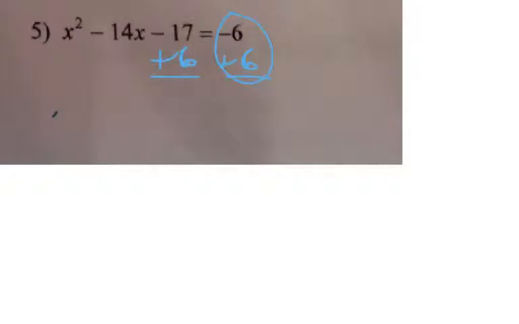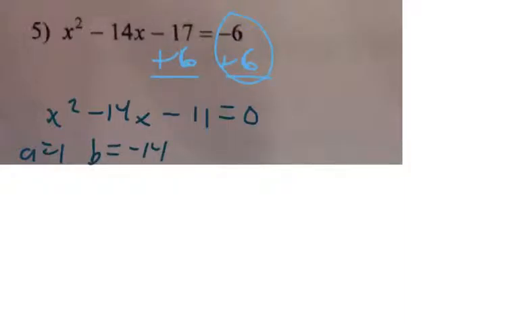So what does that leave us with? X squared minus 14x minus 11 equals 0, right? So A is 1, B is negative 14, C is negative 11. Be careful with your negatives.